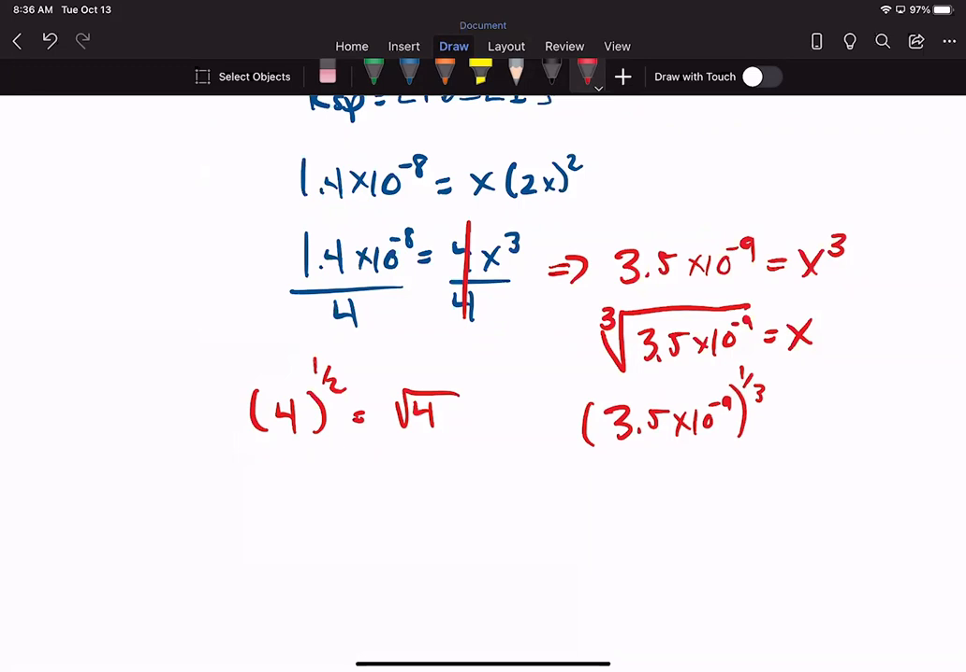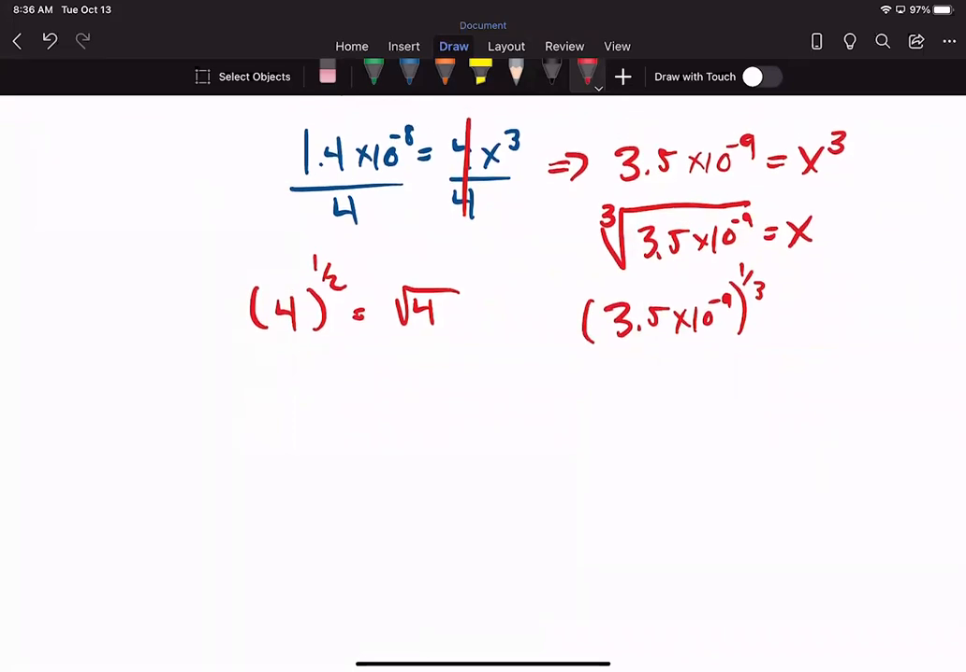And that's the same as doing a cube root. So what is x equal to? I got 1.52 times 10 to the negative 3. So x is equal to 1.5 times 10 to the minus 3, right?